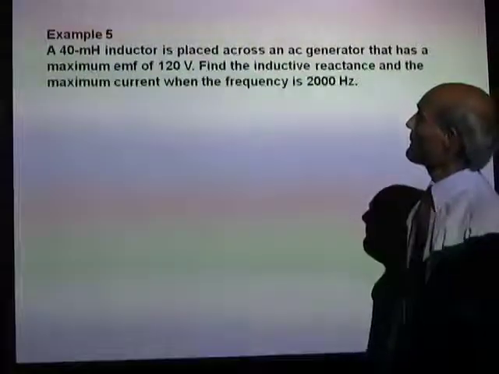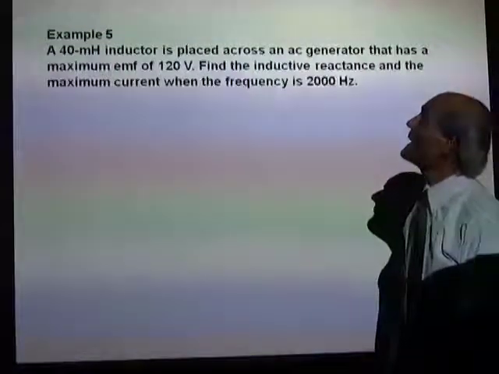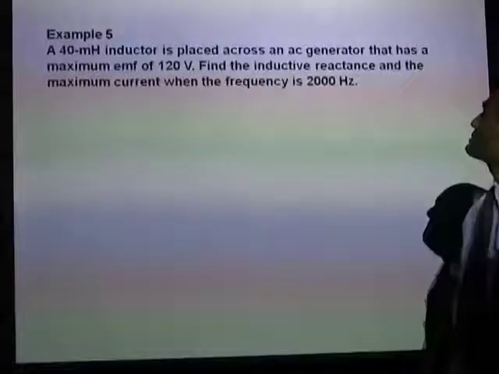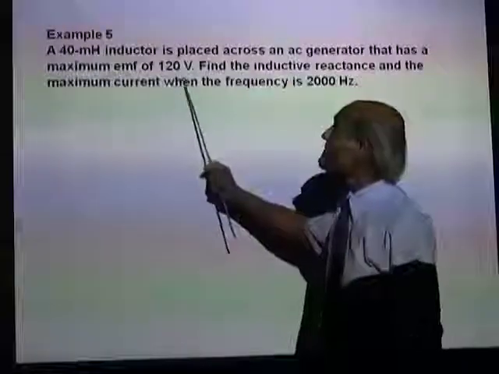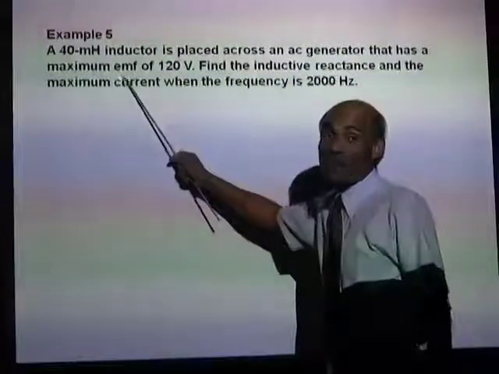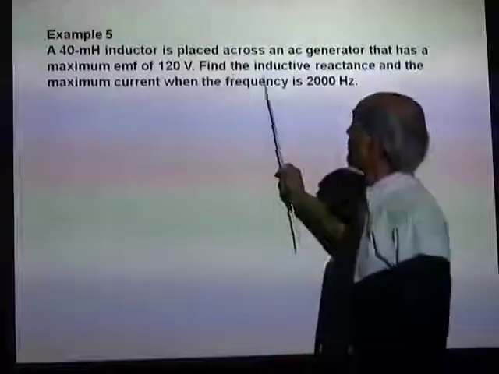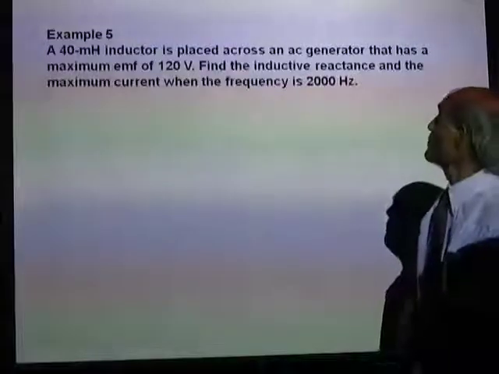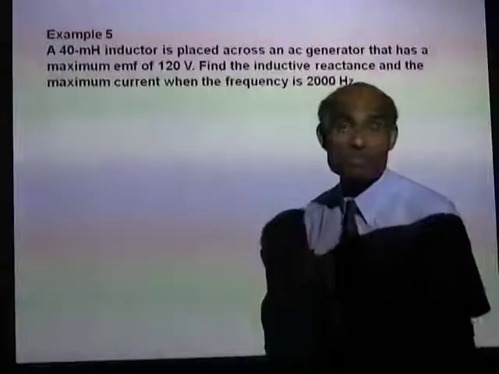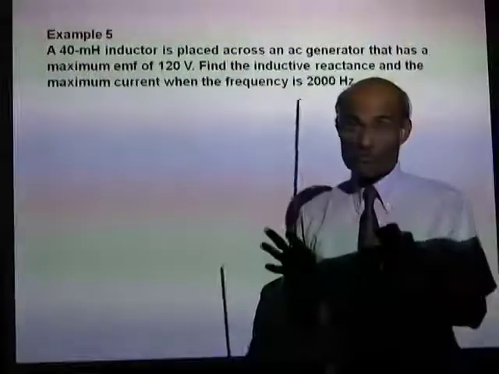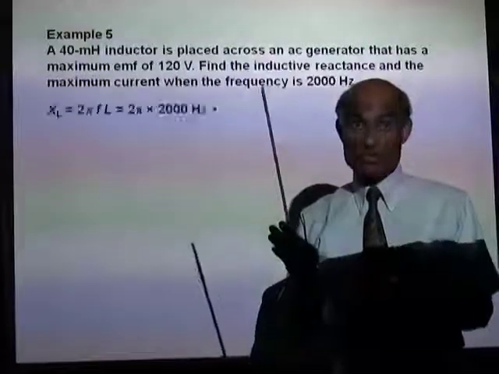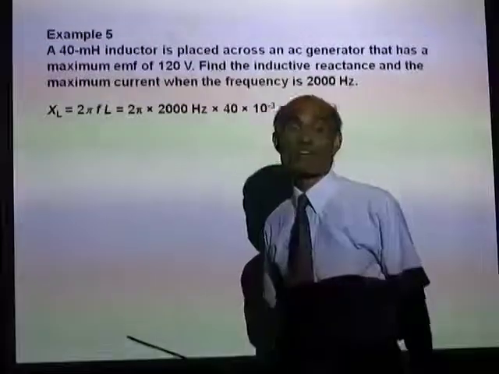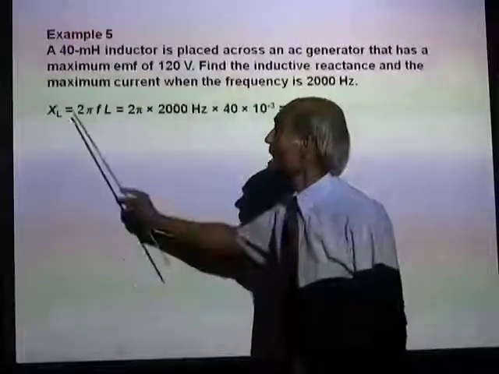Another example. A 40 millihenry inductor is placed across an AC generator that has a maximum EMF of, this time you are given E max. Find the inductive reactance and the maximum current when the frequency is 2000 Hertz. So always read the question carefully and see what is given. First we calculate the inductive reactance.